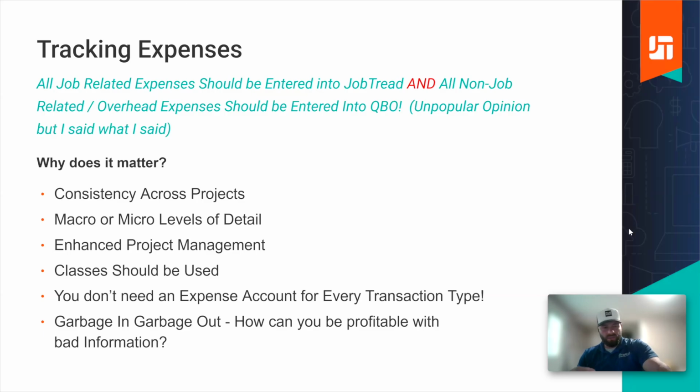So yeah, I did touch on this earlier as well: if it's job related, make sure it goes into JobTread. Non-job related overhead expenses go into QuickBooks. Apparently that's an unpopular opinion, but I would also agree it's the way to go 100%. I personally care, but I don't necessarily need to worry on a day-to-day basis about all the other information going into QuickBooks. I really only care what's happening with the jobs and making sure that those are done the way that we want them. Create consistency. You can decide what level of detail you want. And you also don't need an expense account for every transaction type. I would agree with that. If you're doing $50 a year, it probably can go somewhere else.